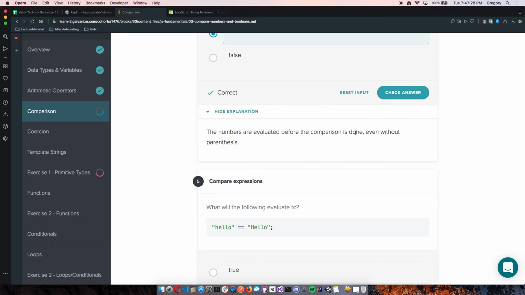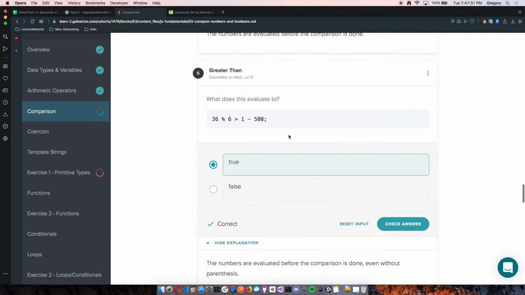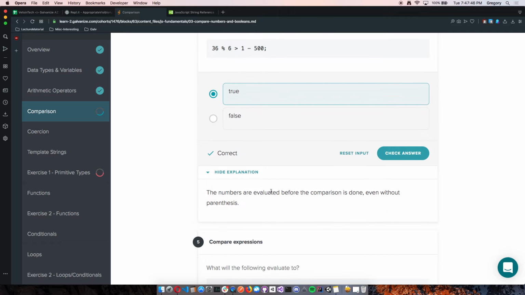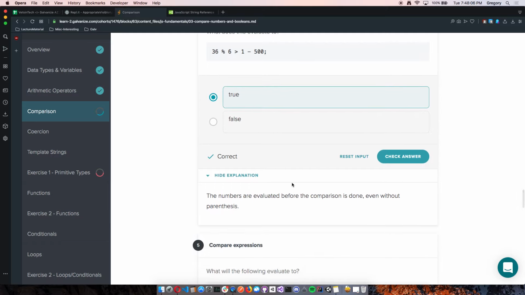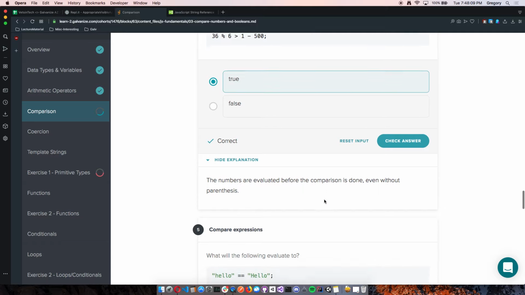The numbers are evaluated before the comparison is done, even without parentheses. So I think the division occurred first, then probably the subtraction, and then finally the comparison. The numbers are evaluated before, I don't know what this is talking about. So 36 modulo 6, that's 0, right? Yeah. And then 0 minus, it's a mathematical equation, so it's negative 499, right? Yeah, that's what I get. And then it does the comparison. Oh, before the, okay. Yes, okay, thank you.